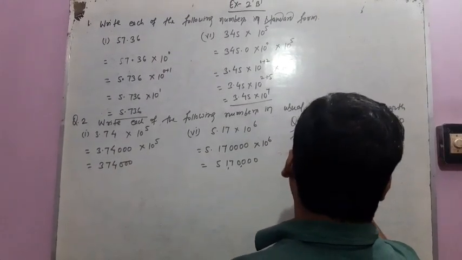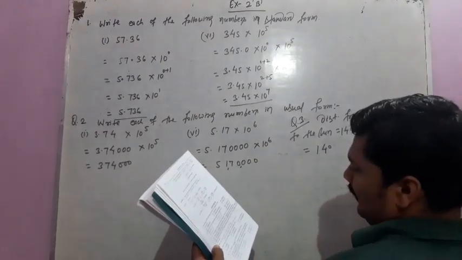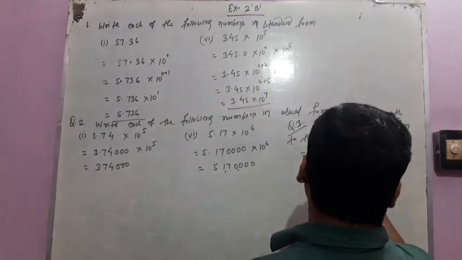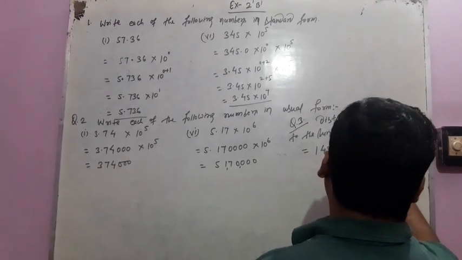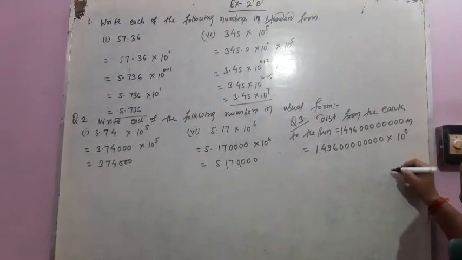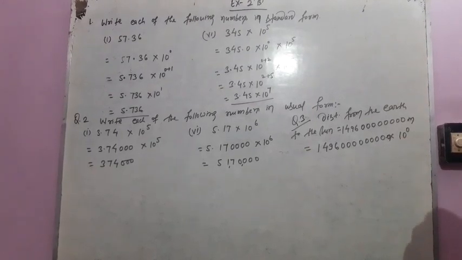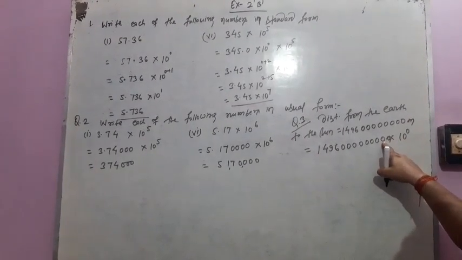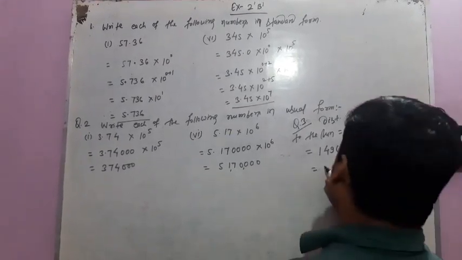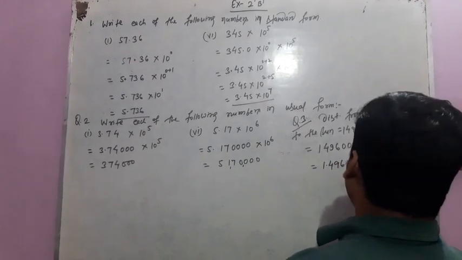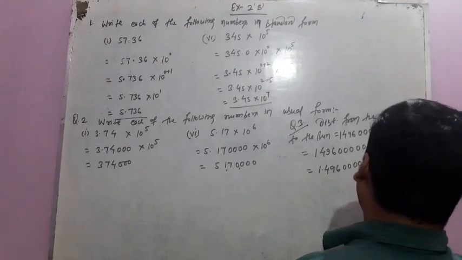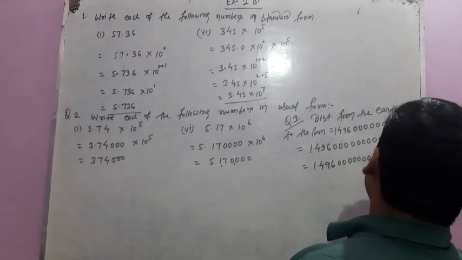So we can also write it like this, and it is in meters. So 1496 followed by 8 zeros into 10 to the power 0. Okay, now we can also write it with a decimal 0. Now how many places do we have to move the decimal? 1, 2, 3, 4, 5, 6, 7, 8, 9, 10, 11. So here you have to write 1 decimal 496 with 8 zeros into 10 to the power 0 plus 11.